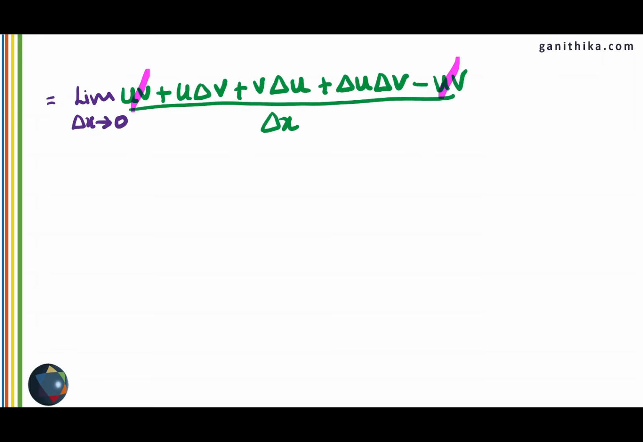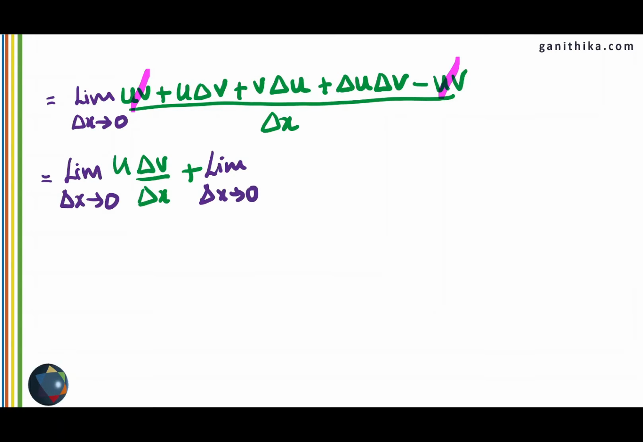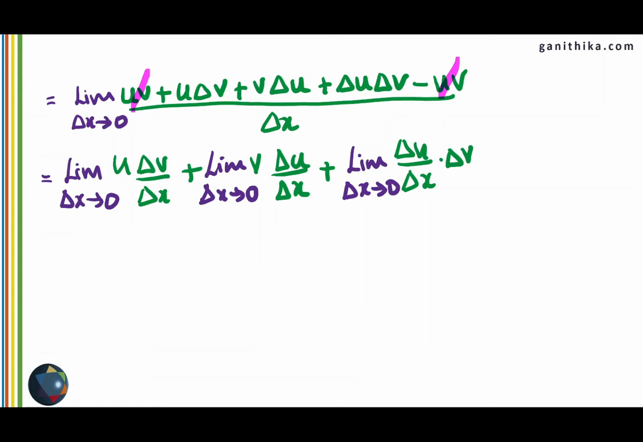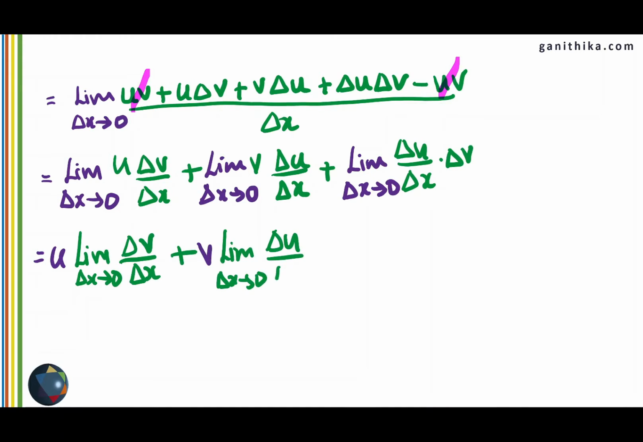In this expression, you can see that uv gets cancelled, and the remaining expression can be written like this by separating the limits for each term. u and v are independent of delta x, therefore they can be taken out of the limits, and the last term can be separated as two different limits.